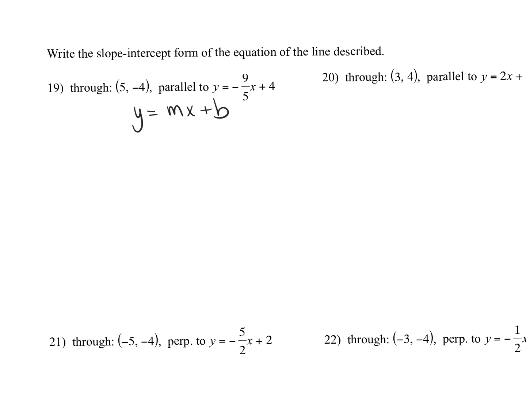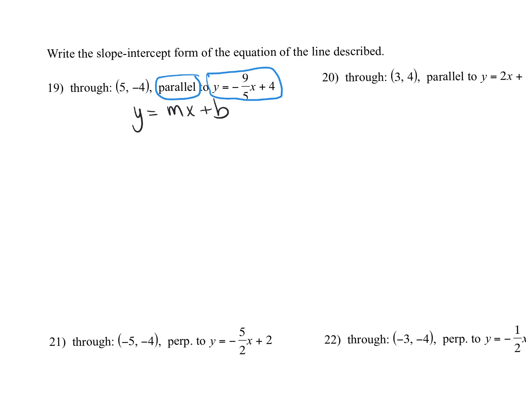This example is unique because it's actually less work than solving for equations given 2 points, because we do not have to solve for slope in this particular example because it's given to us. So we're going to write the equation in slope-intercept form, but what we want to do is write the equation of a line that's parallel to this equation, but goes through a different point.